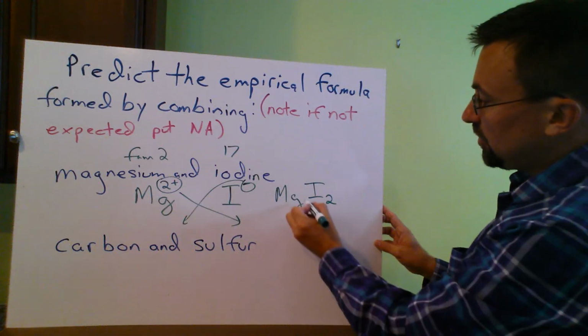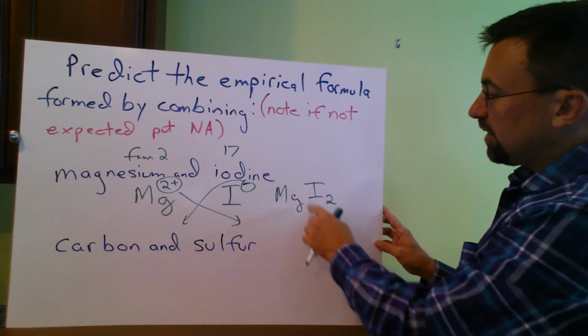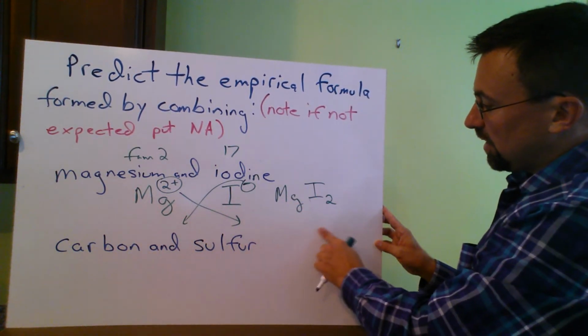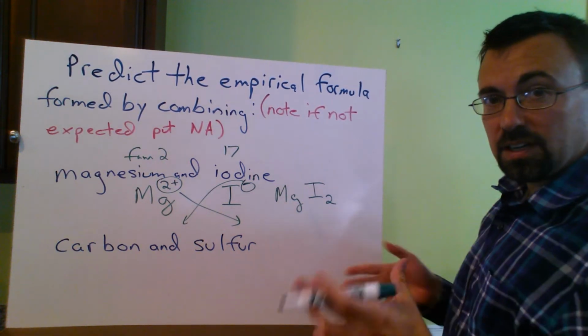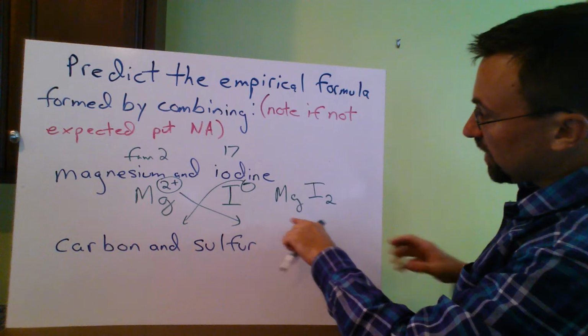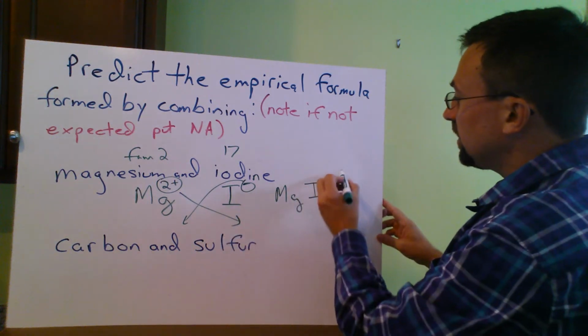So you might write Mg1, I2, but we don't want to put the 1 in there. We want to look like a chemist because who wouldn't? Chemists are cool. If you don't believe me, look at Professor Snape in Harry Potter. Okay, so MgI2, and we've answered the question.